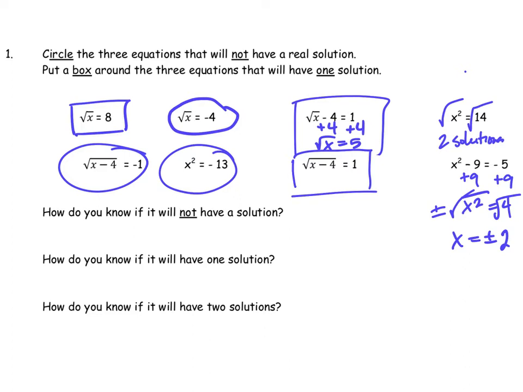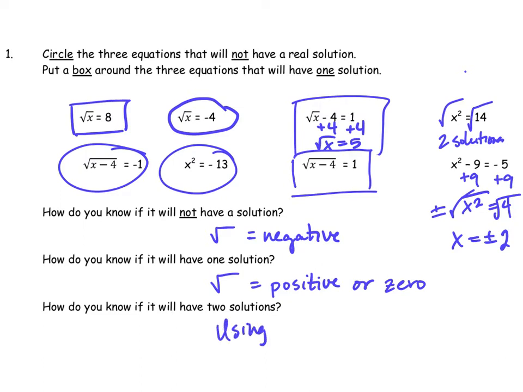All right, so it will not have a solution if your square root equals a negative. It will have one solution if your square root equals a positive, or for that matter, 0. And it will have two solutions if you're using a square root to solve an x squared.